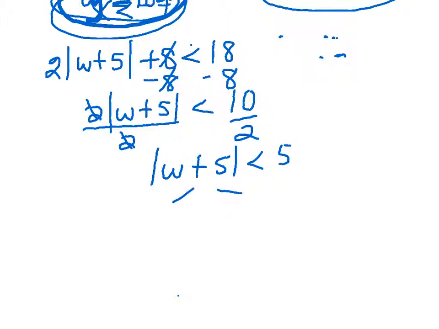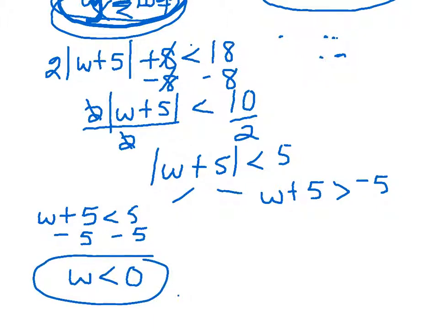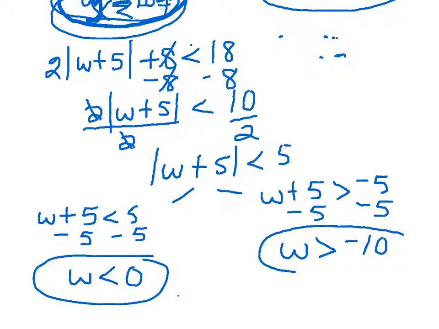We rewrite the first one as is, rewrite the second one, flip that inequality, change the 5 to a negative, and then we just solve them out. 5 take away 5 is 0. And that's okay, because 0 is still a number. So any number less than 0. Okay. And then we do the same thing with this inequality, and we end up with w is greater than negative 10. So you should have w is less than 0 and w is greater than negative 10.